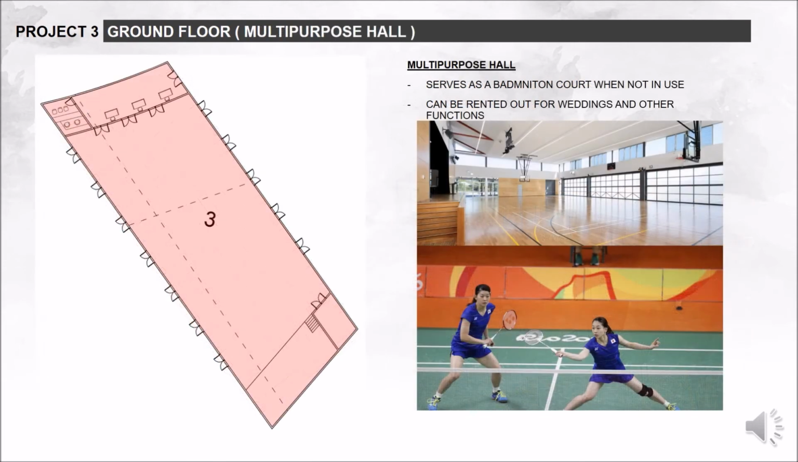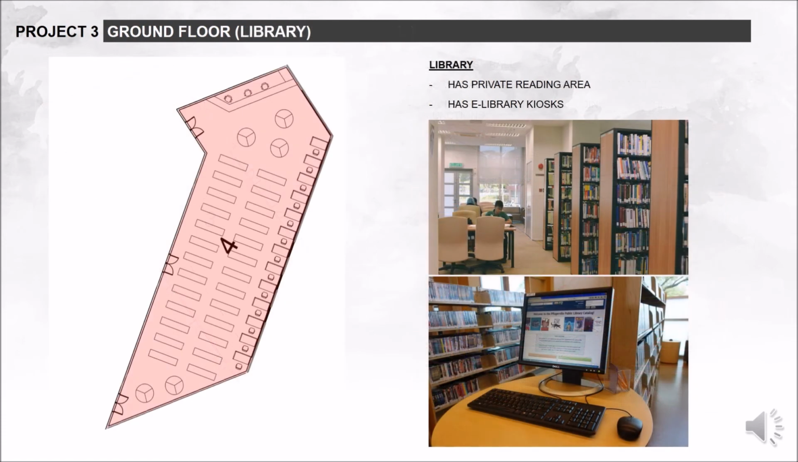For the multi-purpose hall, it serves as a badminton court when not in use. It can be rented out for weddings and other functions. As you can see, it has a registration foyer and an MC room. For the library, it has a reception, a private reading area, and it contains an e-library kiosk as well.